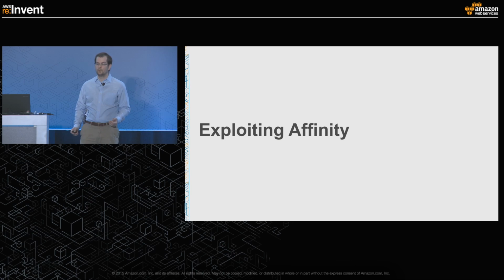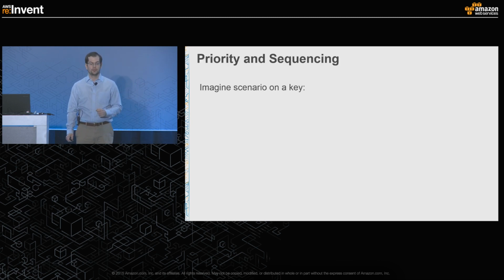But what else? Well, we mentioned that Kinesis works by affinity. So how can we exploit that? How can we use that to do something useful? So let's start with a very simple key scenario, and this is a very important and common scenario for us. We have a low priority update.